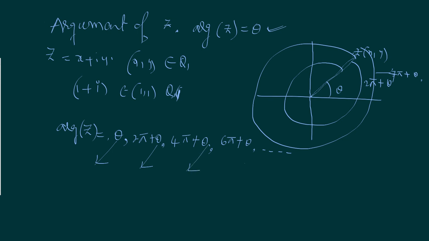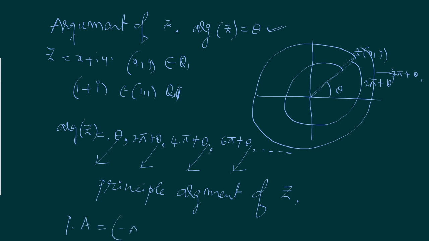Theta, the smallest value of theta, is called the principal argument of z. Right? Now the principal argument always lies in the interval with close brackets and open bracket.